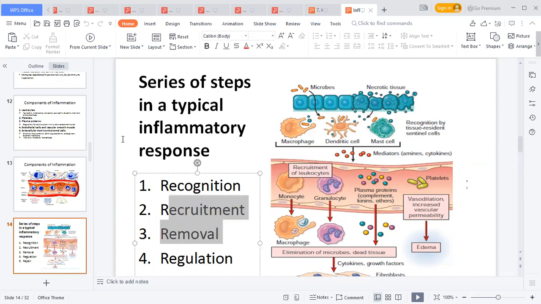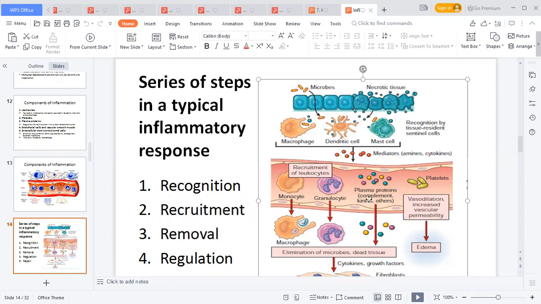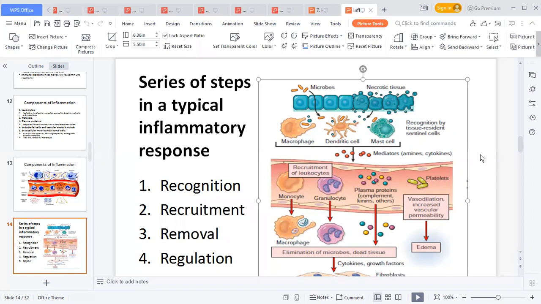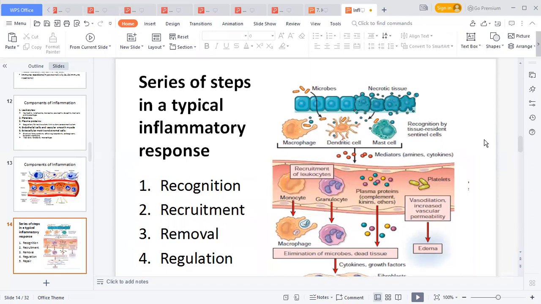When that happens, you regulate. There is regulation. Remember, anything that happens in the body is supposed to be regulated. It can't just be happening like that, because if it continues, it can start attacking our body cells, and that is called autoimmune disease.